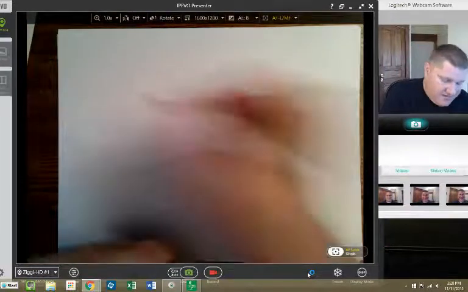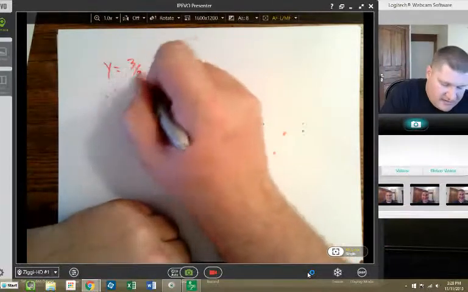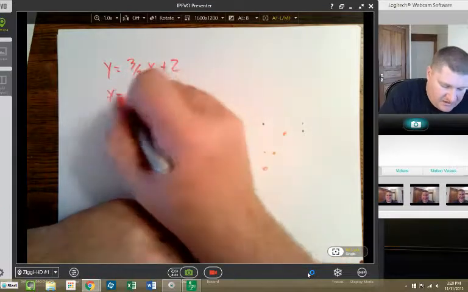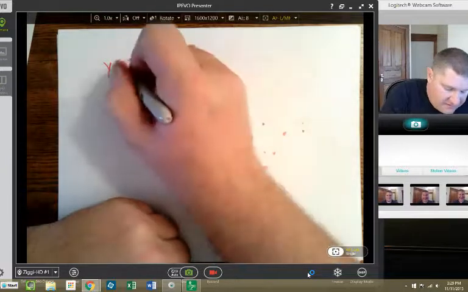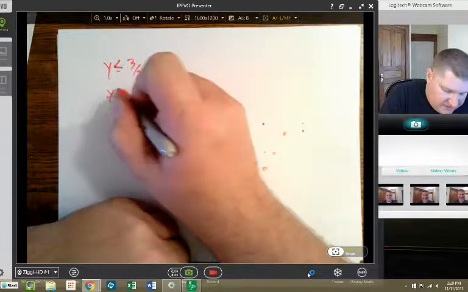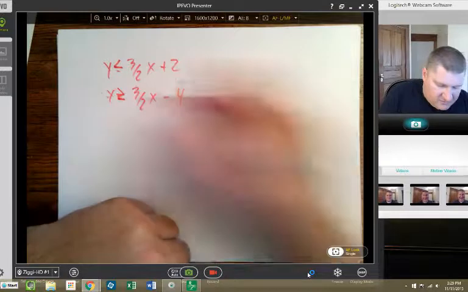However, if I have y equals 3 halves x plus 2, y equals 3 halves x minus 4, let's make this a less than, and let's make that a greater than or equal to.